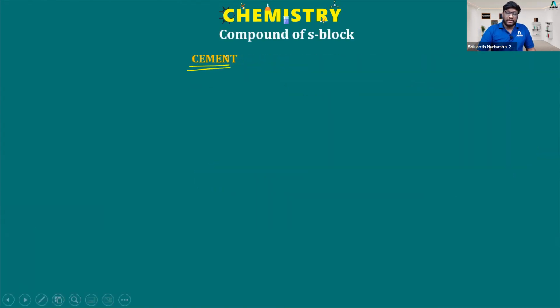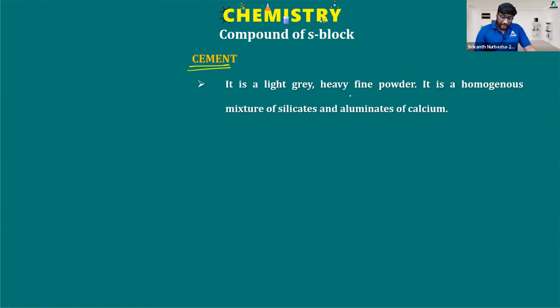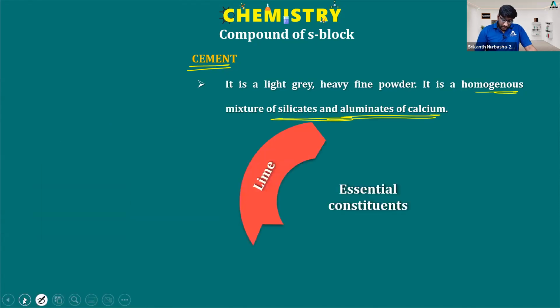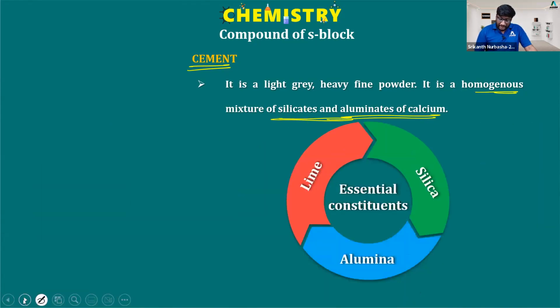Then the last commercially important compound of the s-block is cement. It is a mixture of silicates and aluminates. Cement is light grey in color. It is a homogeneous mixture of silicates and aluminates, and it is used mainly for building purposes. It is a light grey, heavy, fine powder. The essential constituents are lime, silica, and alumina.